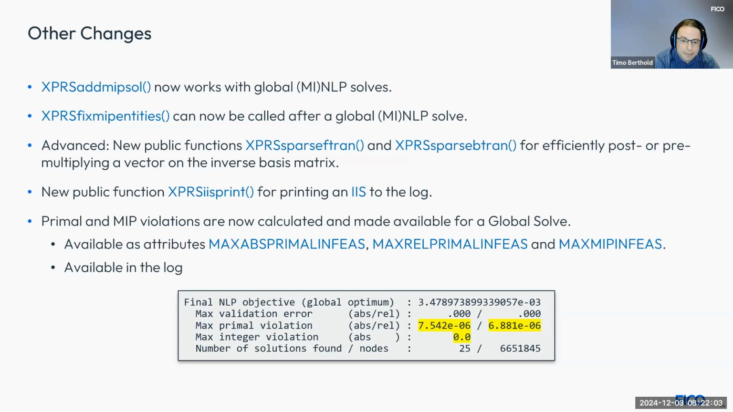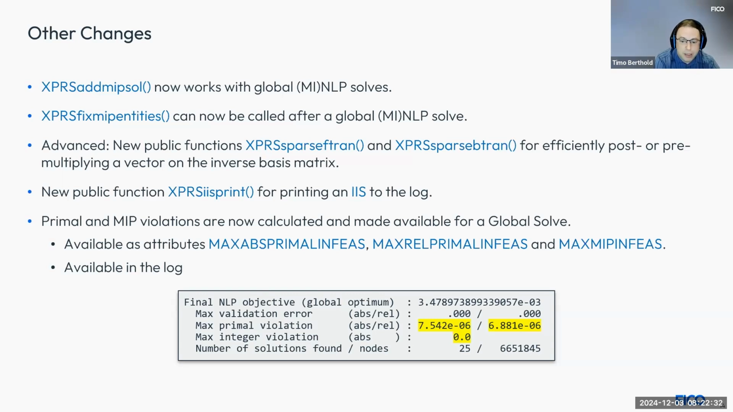Okay, what else? When computing an irreducible infeasible subsystem, so when you had a MIP or an LP that was infeasible, and you want to get the information of which constraints and which variable bounds are responsible for the infeasibility, then instead of only retrieving the set via an API, you can now also print it directly to the log. This is just a nice little convenience addition.